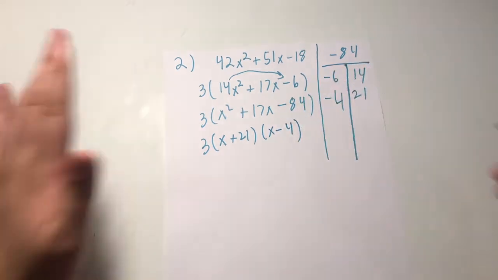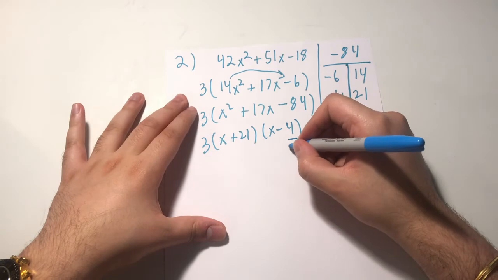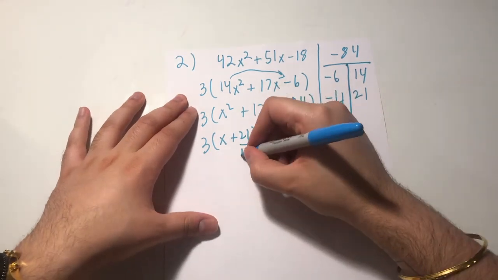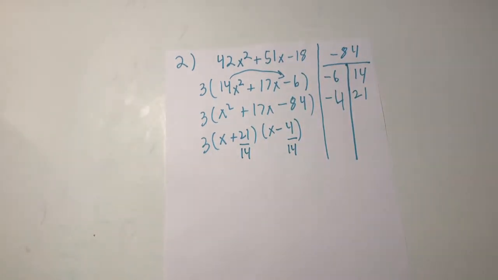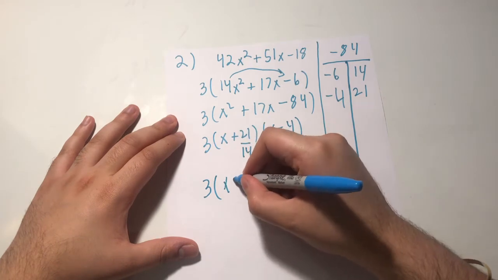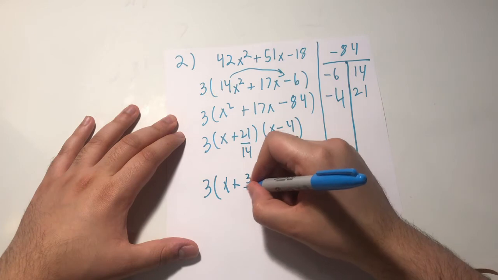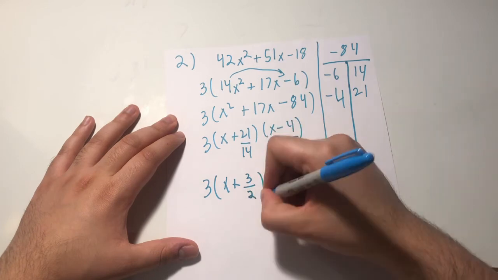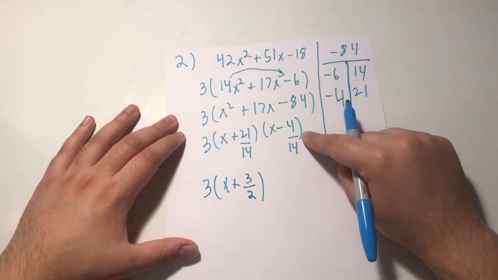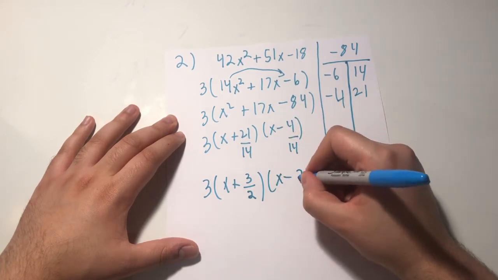Okay, now what we need to do is put our 14 back into the original expression. So I take this divided by 14, take this divided by 14, and I try to simplify as much as I possibly can. This 3 still remains on the outside. I have x plus, this will simplify to 3 over 2, because both the numerator and the denominator are divisible by 7. This looks like the numerator and denominator are both divisible by 2, so that becomes x minus 2 over 7.